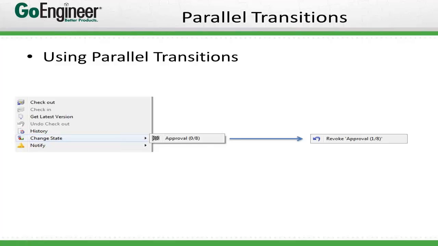Once you've completed your state change action, you also have the ability to revoke your approval, basically take it back, and you can do that all the way up to the point until we get 8 of 8 approvals in this case. So once we have all the required number of users that have approved, the state change action is complete and it actually goes to approved automatically.